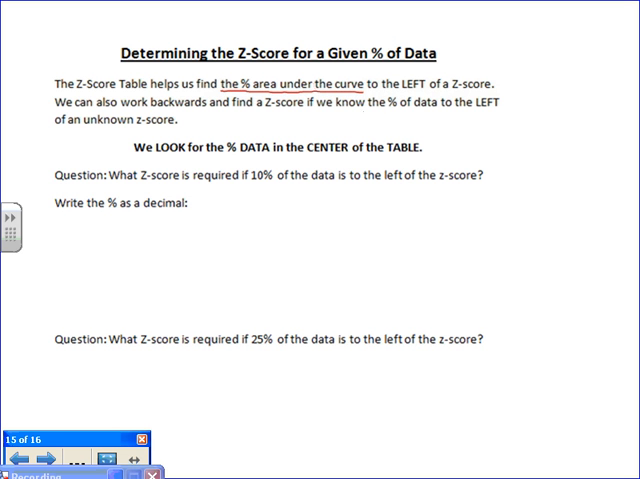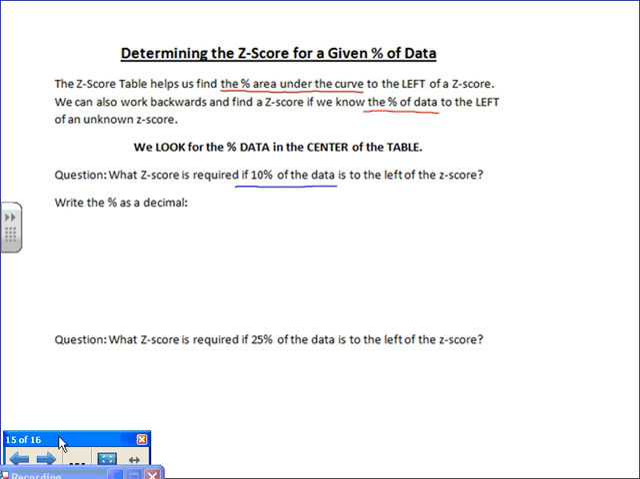If we know that percentage of area to the left, we can use it, find it in the center of the table, and look to the left and up to the top to figure out what is the z-score. So we're just literally working backwards in our table. Let's do an example. Here's our question. What z-score is required if 10% of the data is to the left of the z-score?